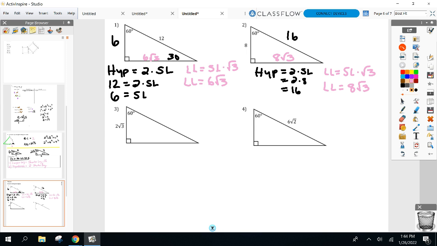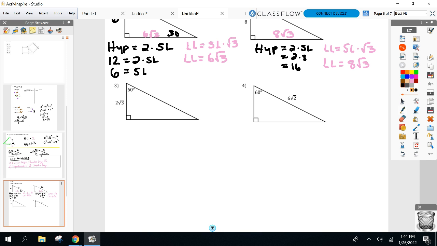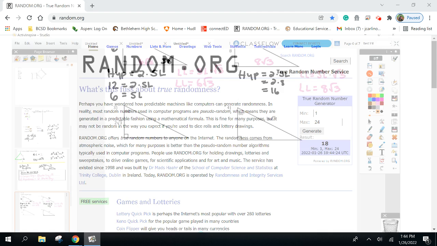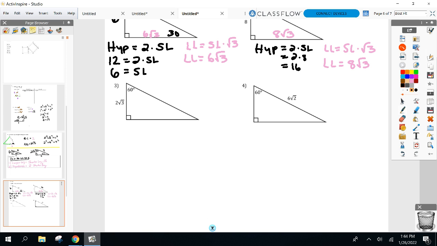What about 3? What did I start you out with on 3? Shorter, longer, or hypotenuse? Shorter, yep. So what do you want to find? Hypotenuse or longer leg? Because we can find both. You got it, longer leg. Shorter leg times radical 3. 2 radical 3 times radical 3.